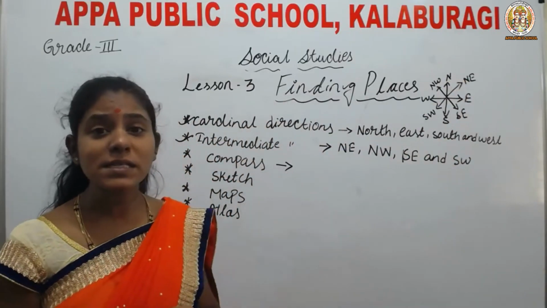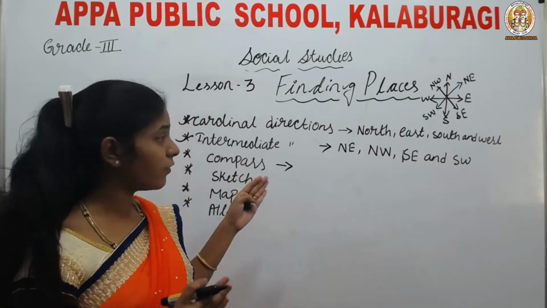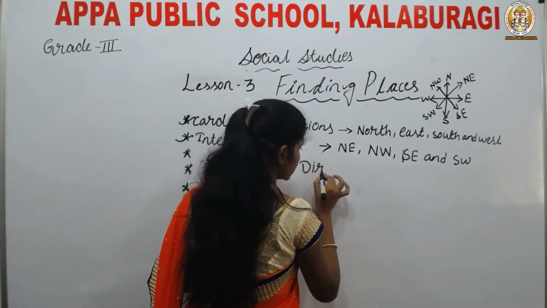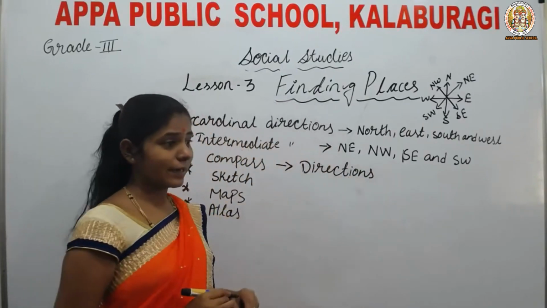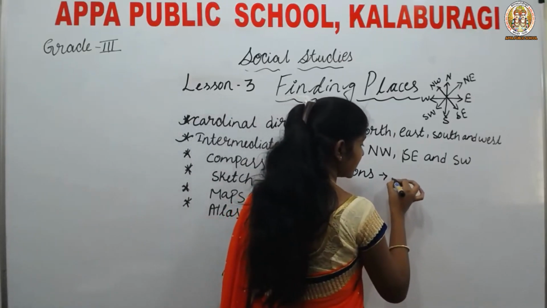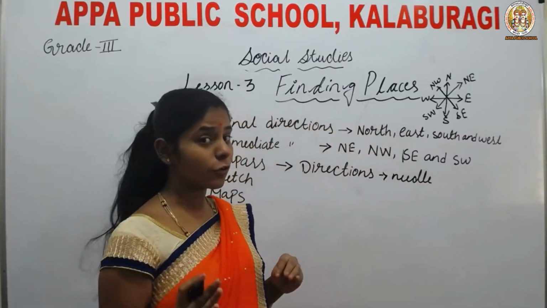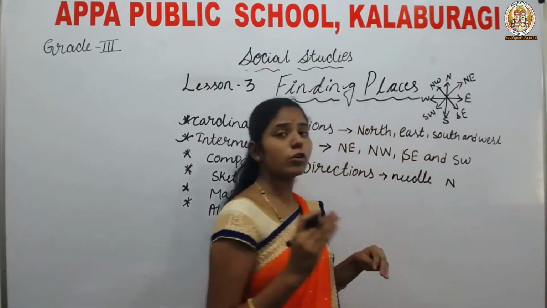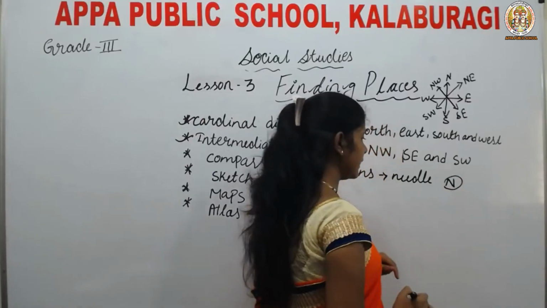Then what do you mean by compass? A compass is an instrument used for finding direction. It has a needle that always points to the north. If you know one direction, you can find all the directions.